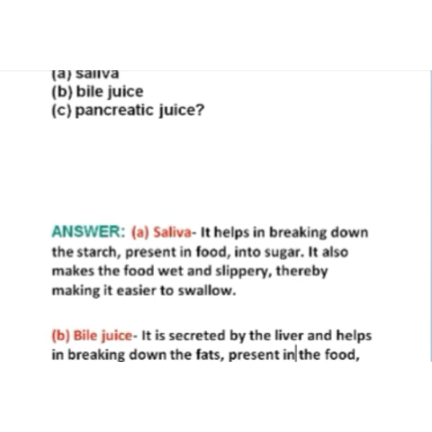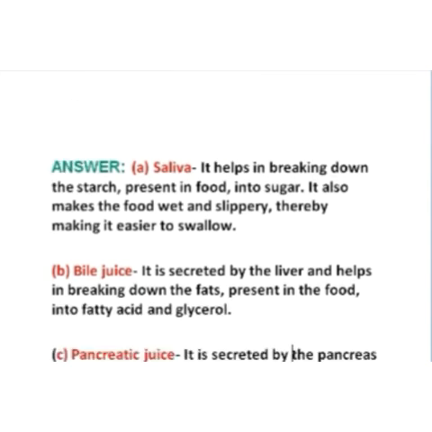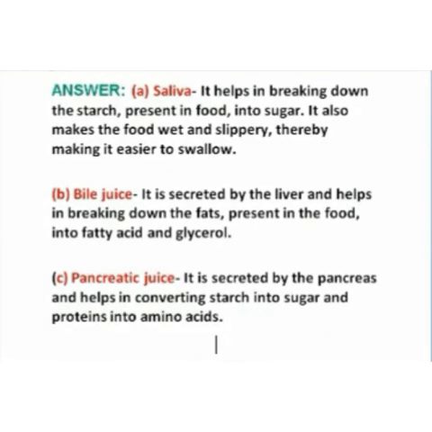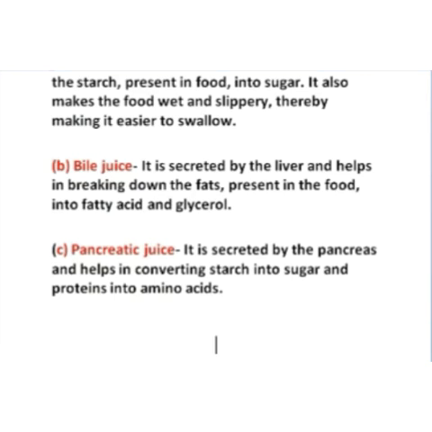So next, what is the function of bile juice, students? Bile juice is secreted by the liver and helps in breaking down the fats present in the food into fatty acid and glycerol. So this is the function of bile juice. Next, pancreatic juice. Pancreatic juice is secreted by the pancreas and helps in converting starch into sugar and proteins into amino acid. So it converts starch into sugar and proteins into amino acid. Very good. Moving further. So question number 6.